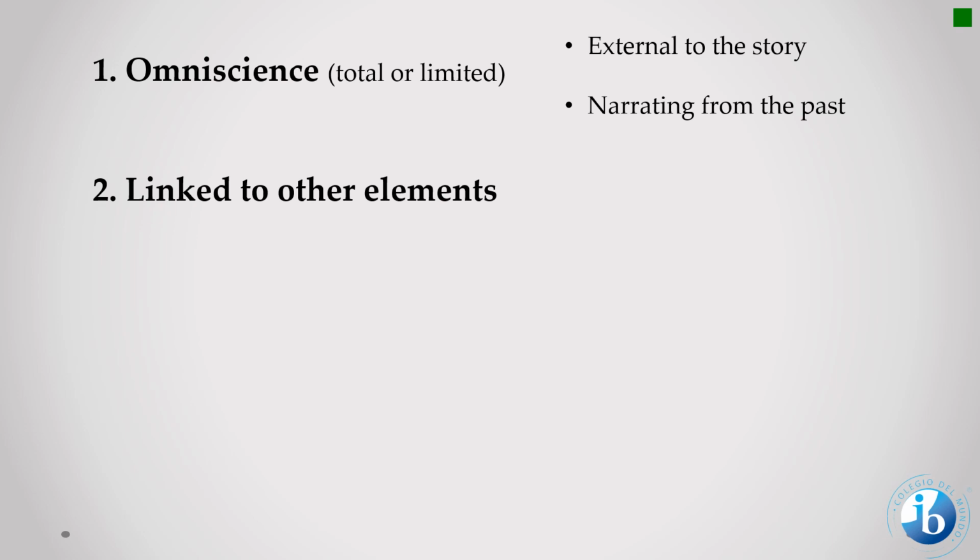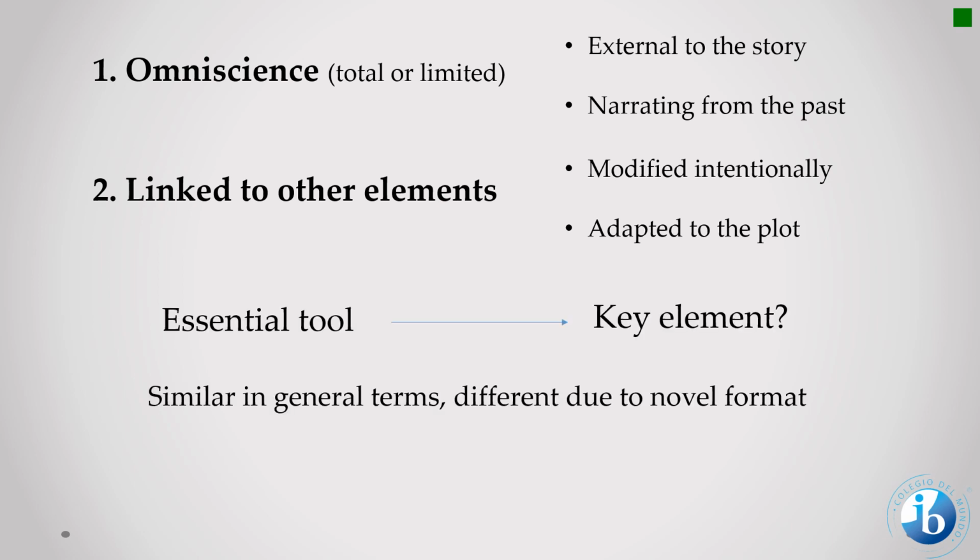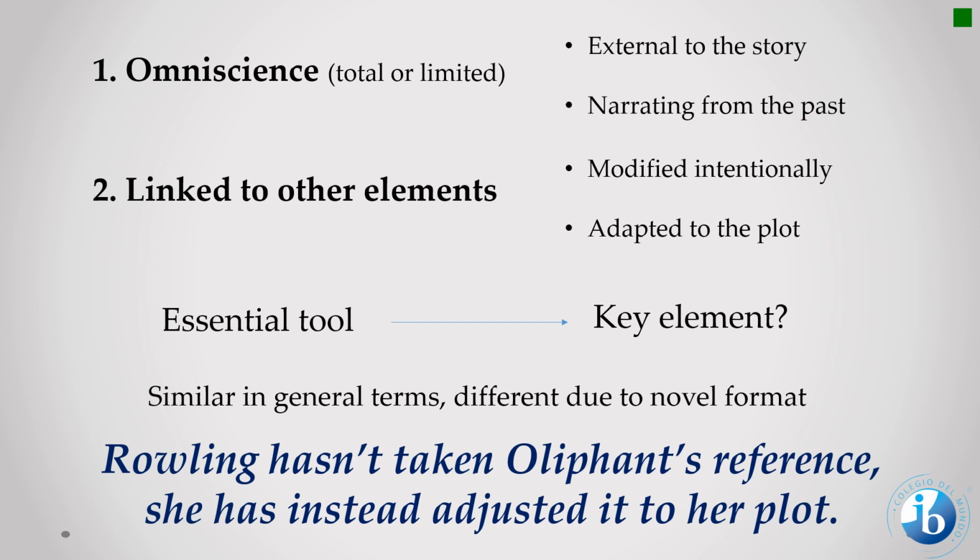The second one is that it's linked to other elements, so the writers modify it intentionally to suit their plot and their special characters. Even though it is an essential tool, since it tells the story and what happens to the characters and the setting and everything, it isn't a key element that concerns our research questions because it is similar in general terms, but because of this modification the writers do to suit their plot, it's different. So, Rowling hasn't taken Oliphant's reference because she has adjusted the narrator to her plot.